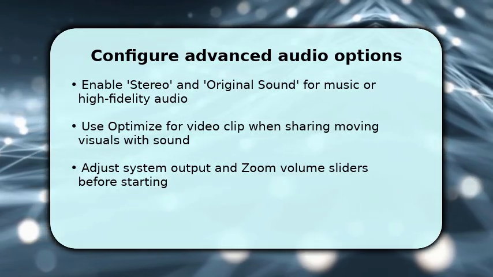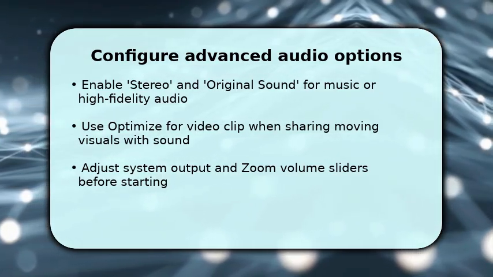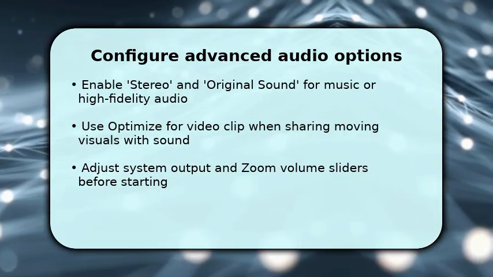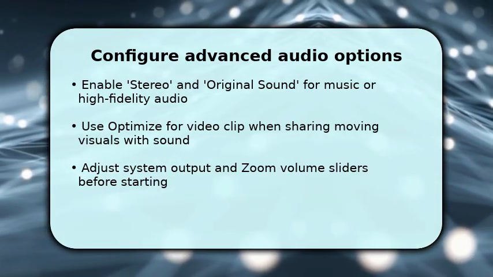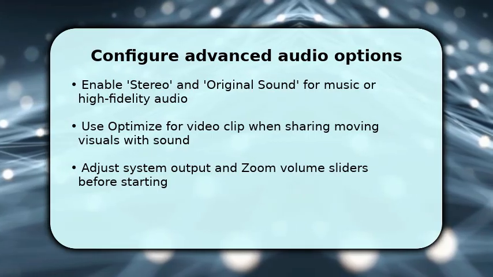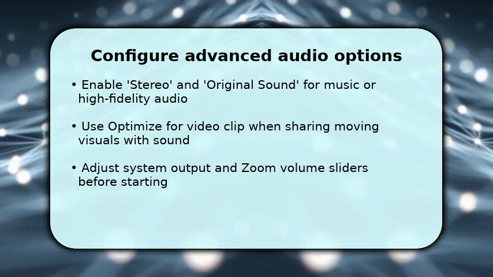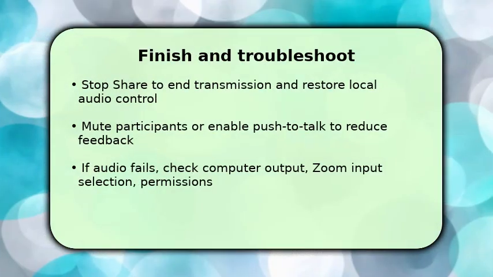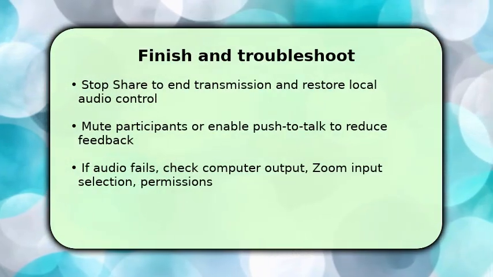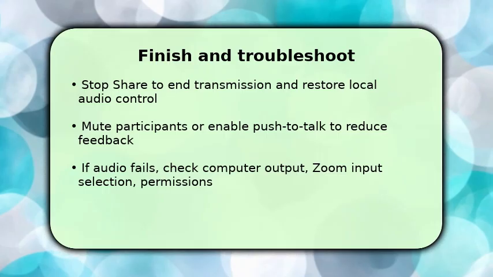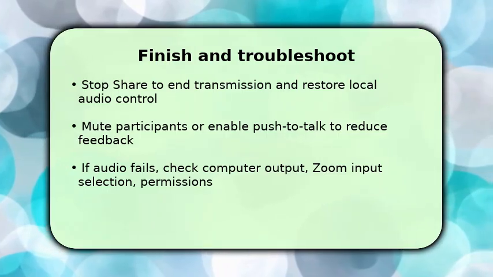Once you start sharing, monitor both your system output and Zoom's volume meter. Tweak application and OS volume so the signal isn't clipping. If you're routing from an audio interface or mixer, set levels conservatively to avoid distortion. To finish, click Stop Share so Zoom releases system audio back to local control. This prevents accidental continued broadcasting.